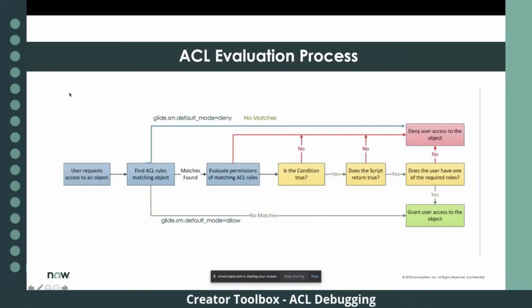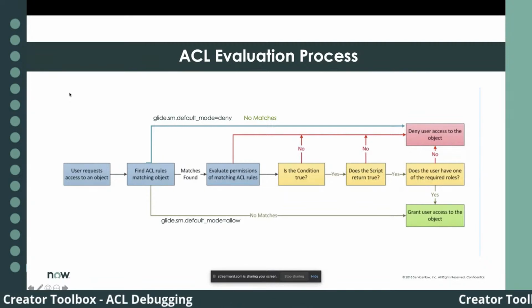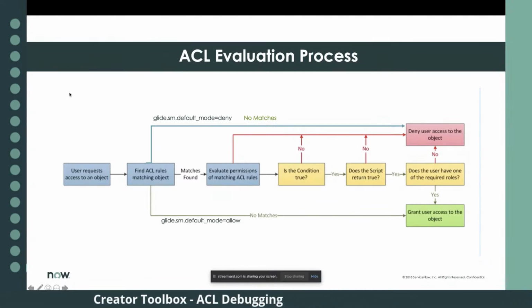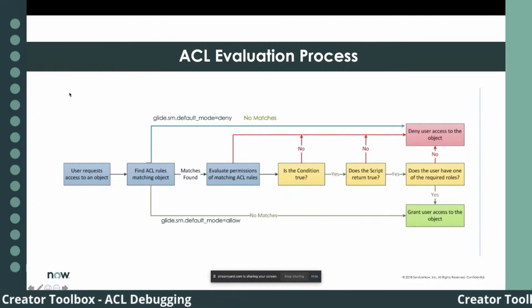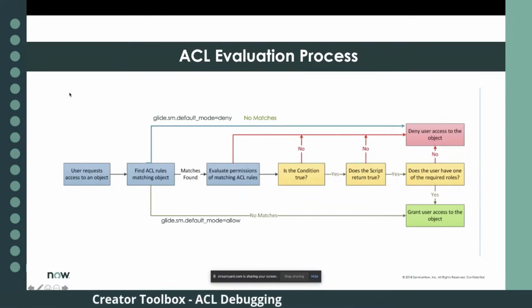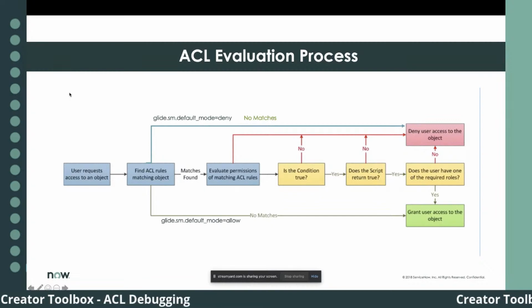Then, before we design any ACL or debug any ACL issues, we need to understand the evaluation process, right? This is the topic which is ignored most while debugging or creating ACLs in customer development environments. So whenever a user requests access to an object, it will first check if there is any ACL matching the record which is being accessed.